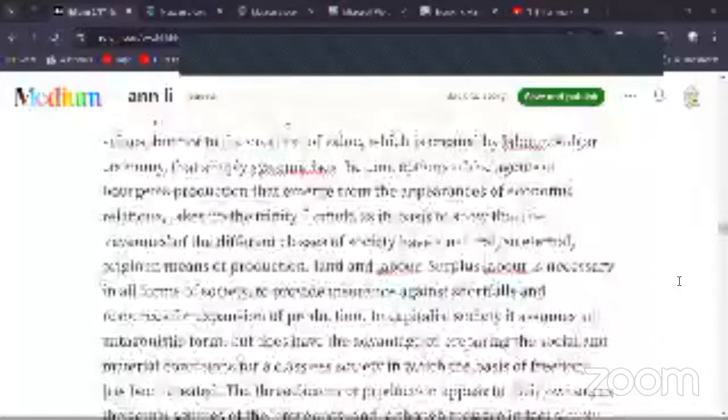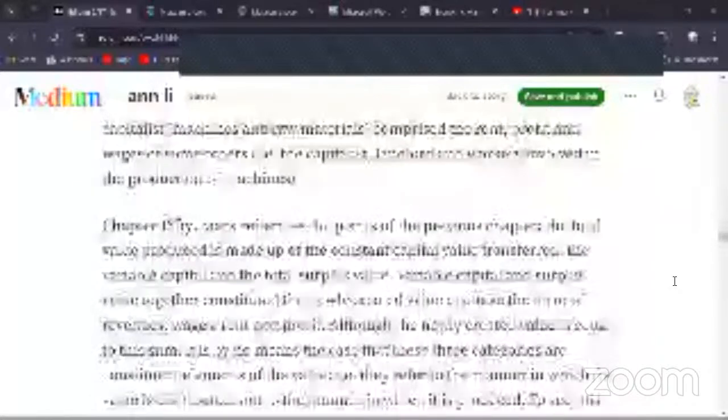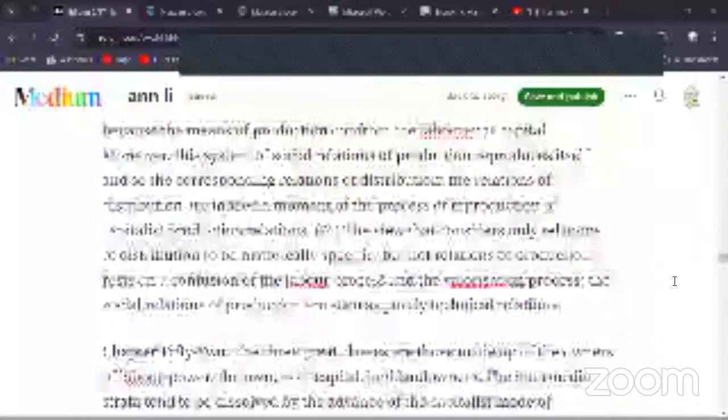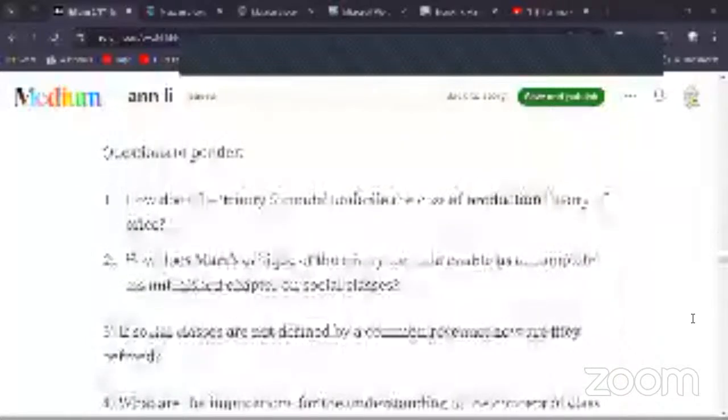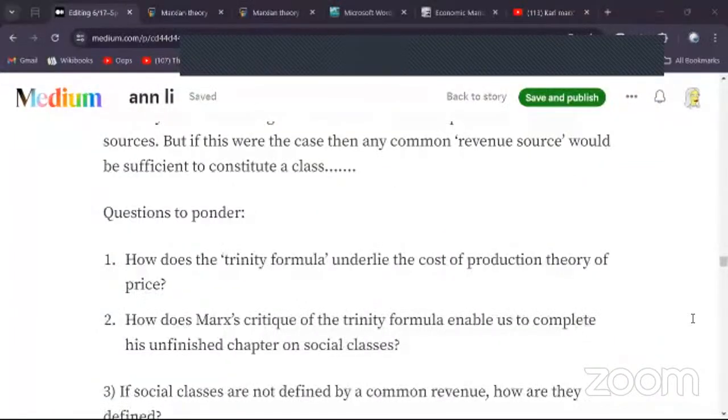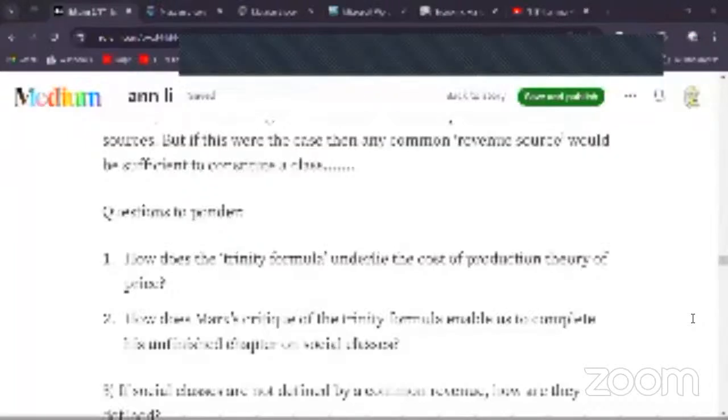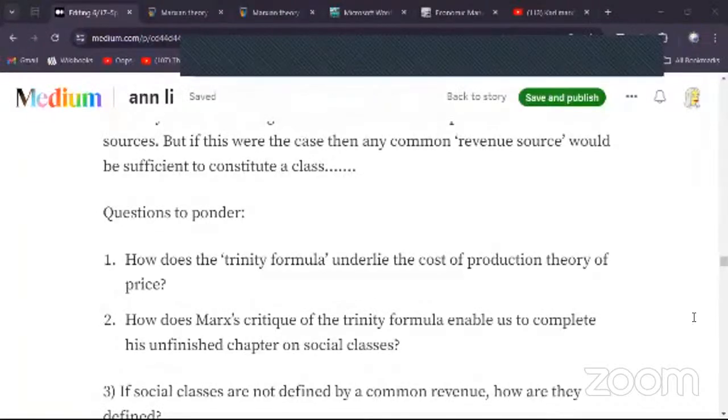We're going to get up to chapters 50 and 52, which raises certain questions by the end. And the questions we will ask are, how does the Trinity formula, that is capital, land, and labor, underlie the cost of production theory of price? And it's actually an important question. You need to see how all these things are related, which is what I was talking about today at the front end. That is, production is still important. Land, labor, and capital are still part of the problem, and you can't subtract one. So that's kind of the answer, sort of.